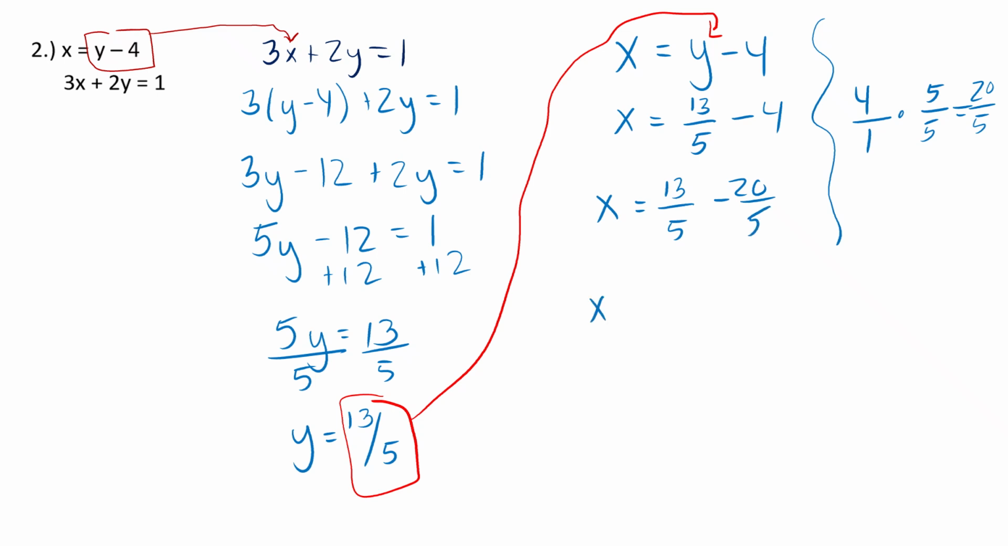All right. 13 minus 20 is -7, and there's my other answer. So you could write this as the ordered pair, or you could write it as x equals -7/5 and y equals 13/5, whatever your directions tell you to do.